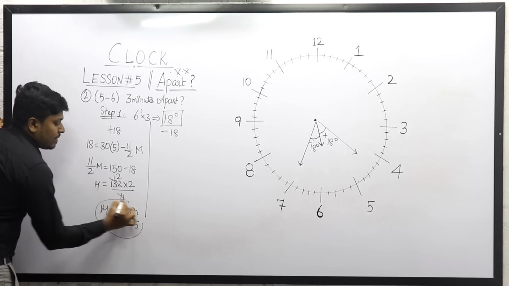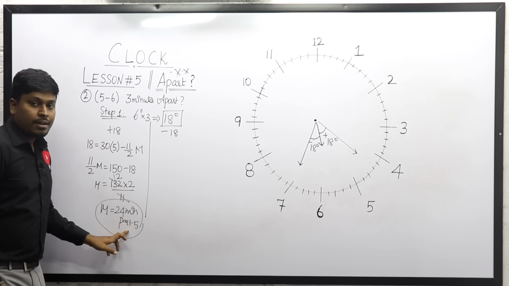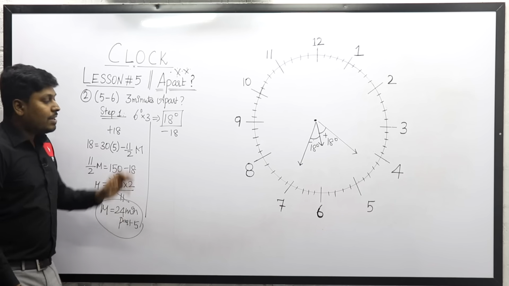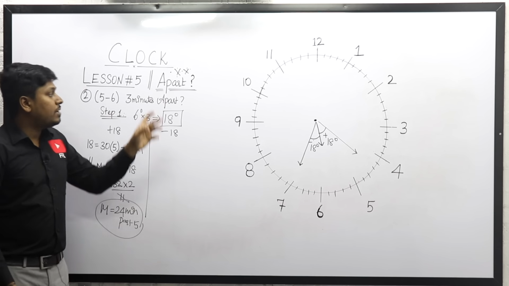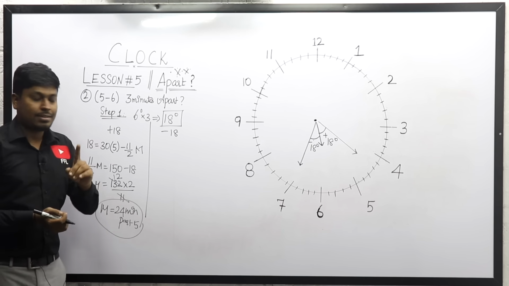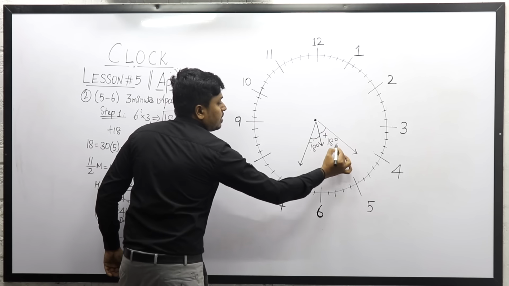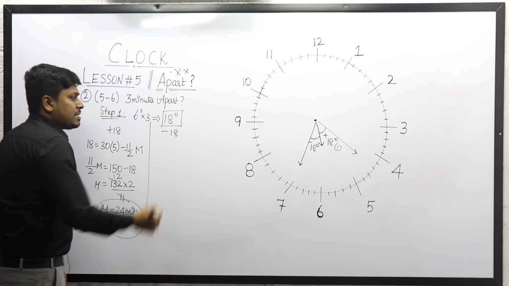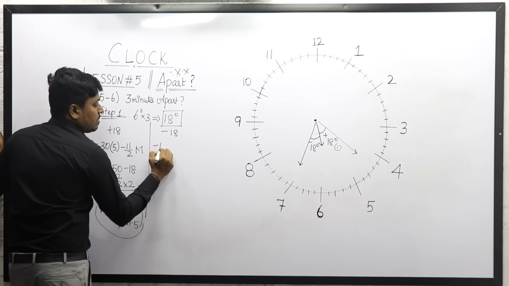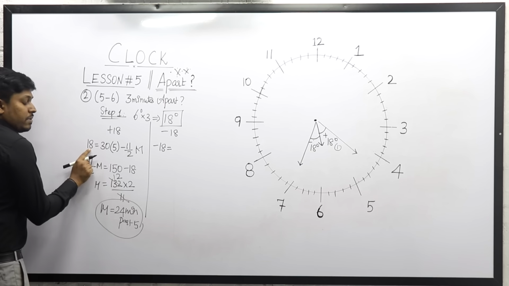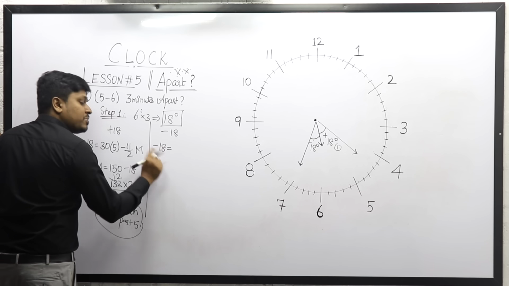Which means the first possible answer is 5 hours 24 minutes, where the hour hand and the minute hand will be 3 minutes apart. This will be the first answer, possible one. Next possible is minus 18 degrees. Substitute in the formula. Instead of theta, here we substituted plus 18, and here we substitute minus 18.